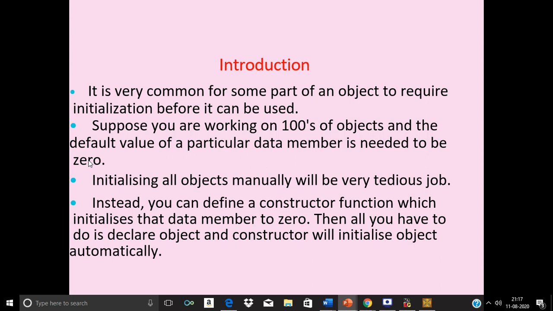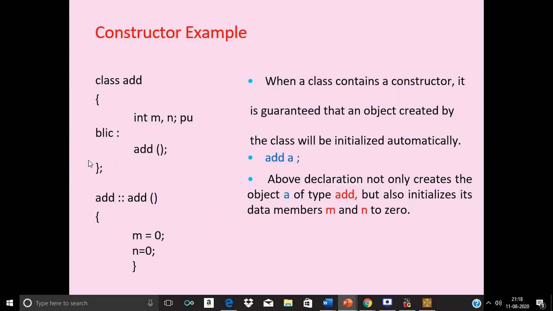And for object 3, when we create object 3, again the data member value is initialized to 0. So like that, though it is having some hundred objects, we need not explicitly assign that particular data member value as 0. That can be automatically initialized using this constructor. So this is the main use of the constructor.